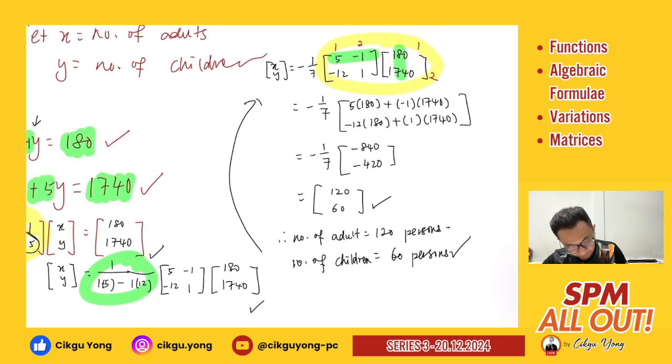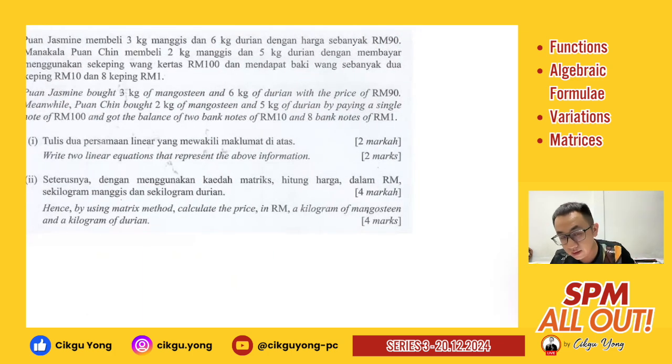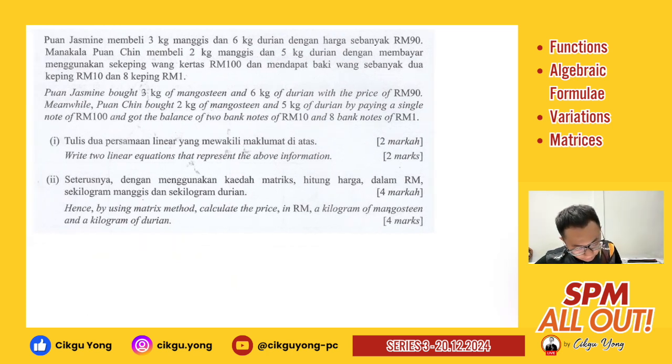From here, we will try one more question on matrix and see whether you are able to actually catch whatever that we shared earlier, especially on the tabulation of your equations. Puan Jasmine bought 3 kg of mangosteen and 6 kg of durian with the price of 90. And again, you don't need to care about that first. You can check what is the question requirement. Then you should know what is your x and y. This is the question requirement. Calculate the price in RM, a kilo of mangosteen and a kilo of durian.